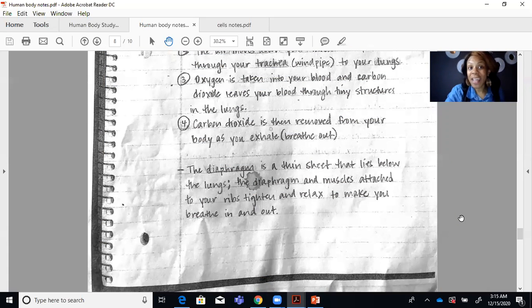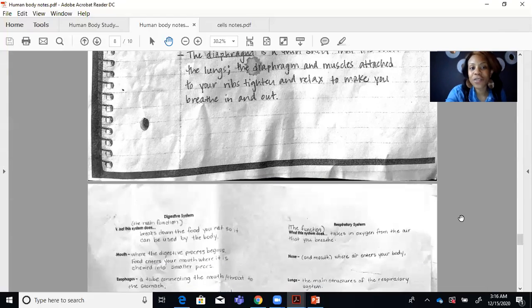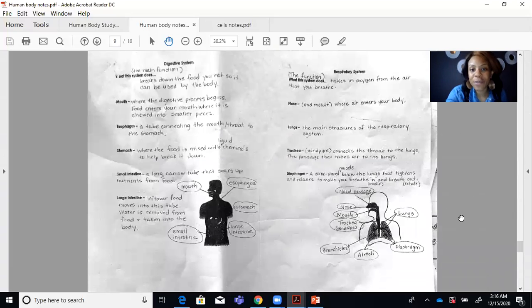So it sounds like your respiratory system works along with another system. And what system is that you might have picked up on? If you said your muscular system, you are correct, because your muscles are attached to a part of your respiratory system, which is your diaphragm, and allows you to breathe in and breathe out. It's a muscle that breathes in and breathes out. It allows you to inhale and exhale. That is a muscle that allows you to do that, and it's all in your respiratory system.